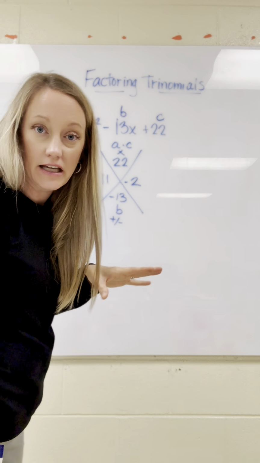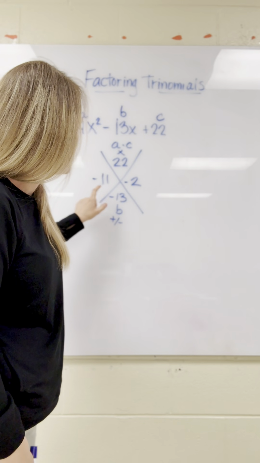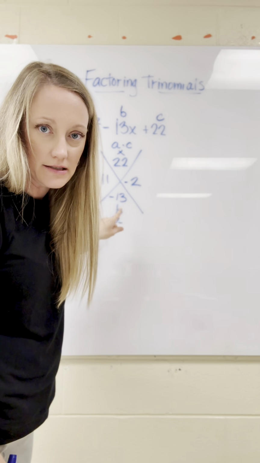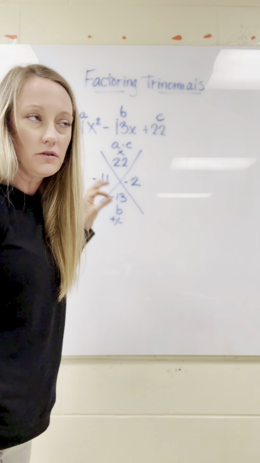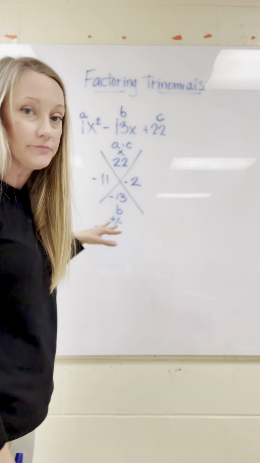Now, the kids have to know their negative rules in order to get this right. When I taught 9th grade, mine always struggled with the signs on this. So they have to be strong on their integer rules in order to get that part right.